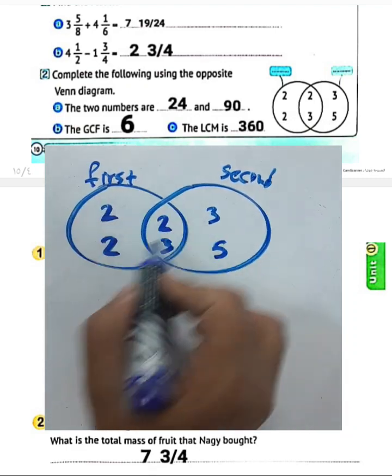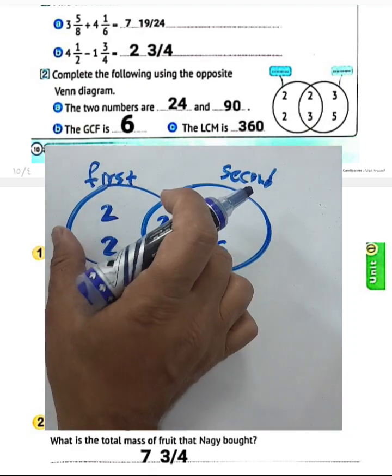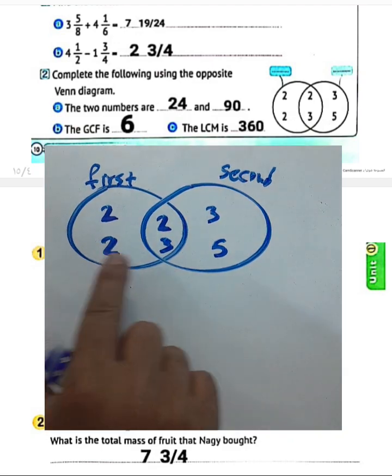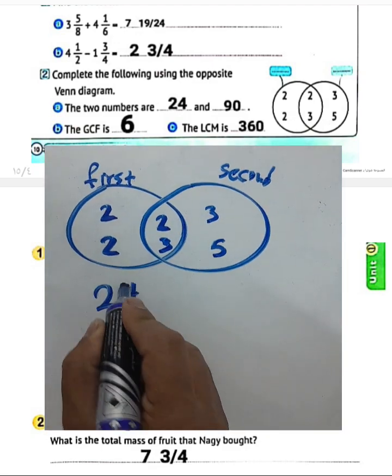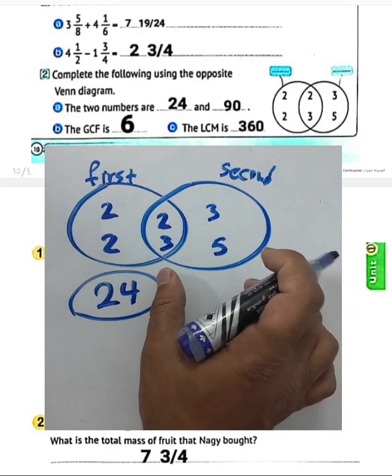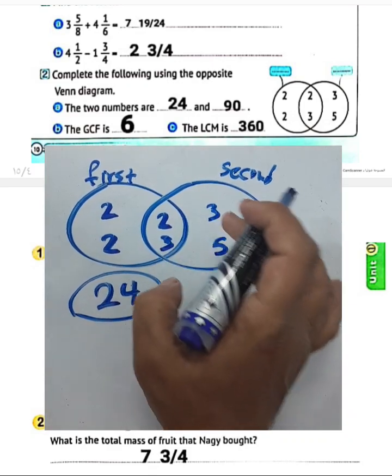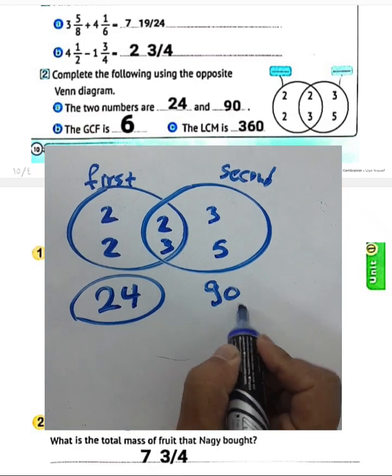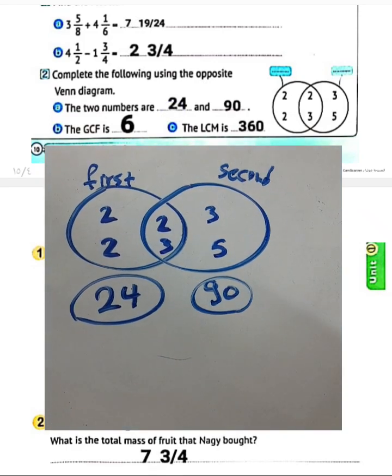The first number 2 by 2 by 2 by 3, we have the prime factors of the first number here. 2 times 2 equals 4, 4 times 2 equals 8, 8 times 3 equals 24. Then the first number here will be 24. And the second number here, 2 times 3 equals 6, 6 times 3 equals 18. 18 times 5 equals 90. Then we have two numbers here, 24 and 90.